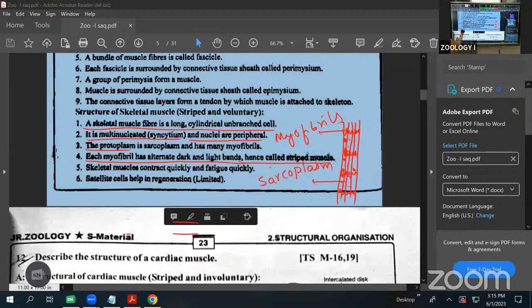Skeletal muscle contracts quickly and fatigues quickly. For example, being voluntary, it can contract immediately and relax quickly. Next, the satellite cells help in the regeneration of these cells. Now I will draw the diagram of the skeletal muscle on a separate screen.